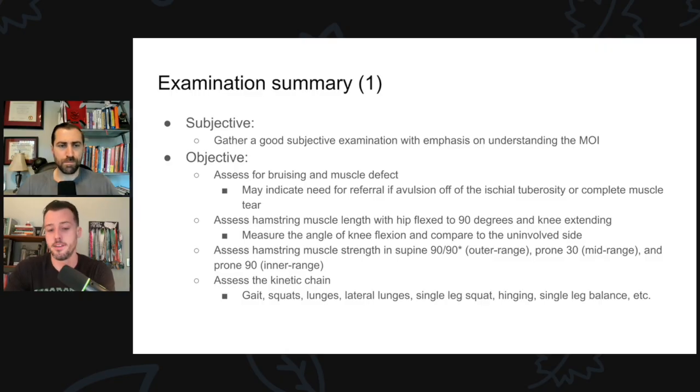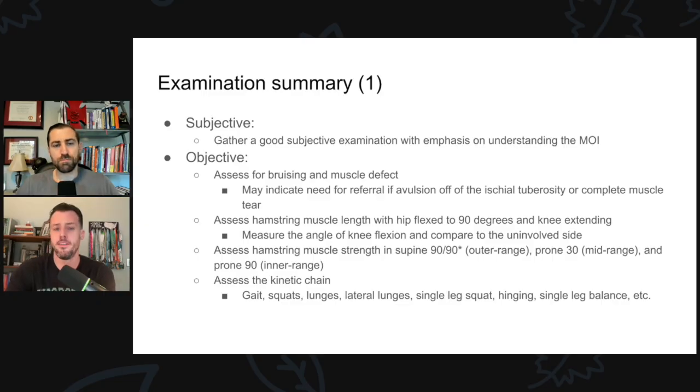One that you'll see often in the research, and as Dan said, he'll make really good videos for these, is a supine 90-90. So that's hip flexed to 90, knee flexed to 90. This is called an outer range strength test. You're going to do a dynamometer test in that position. You can also test prone with the knee flexed to 30 degrees. This is called mid range. And then prone with the knee flexed to 90 degrees is called inner range. So those are the three positions you'll see often.